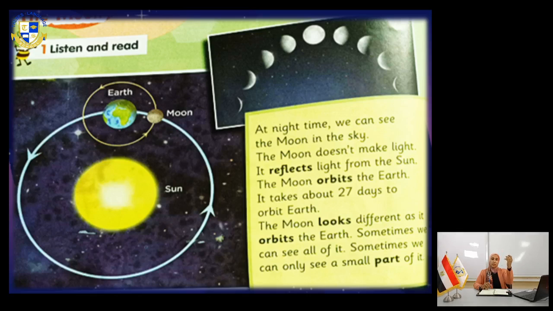How can we see the light coming out of the moon? It's only a reflection of light from the sun. Here the sun is sending light rays to the moon and it is reflecting them to earth. It looks different according to its orbit. Sometimes we see the full moon, all of it, and sometimes we see only small parts of it.